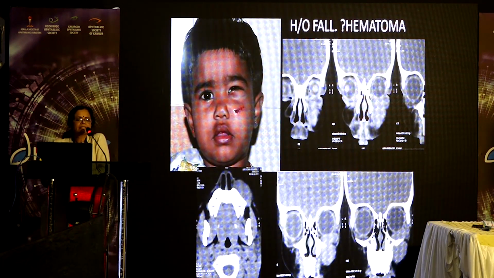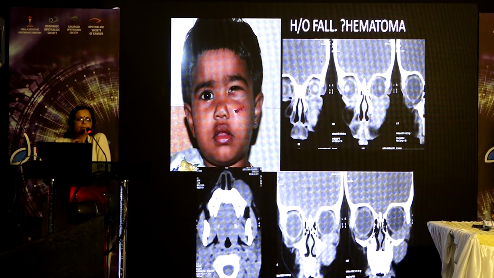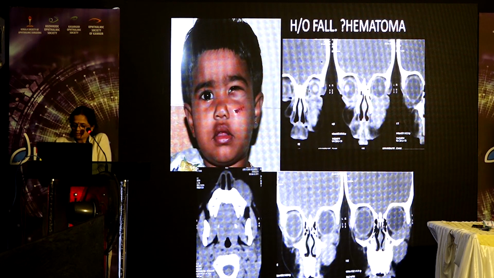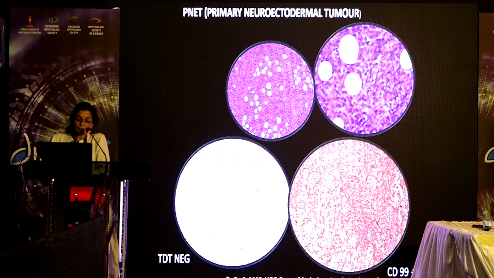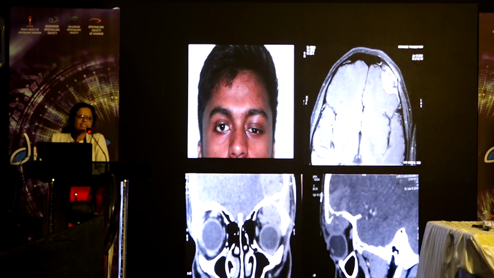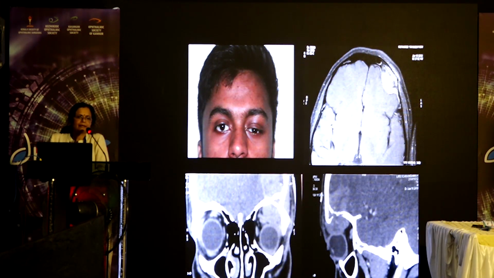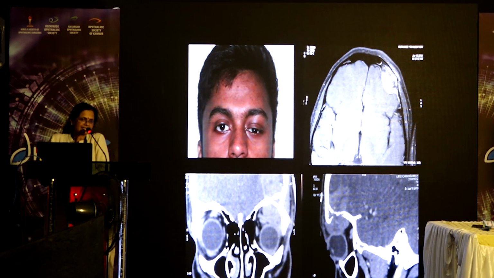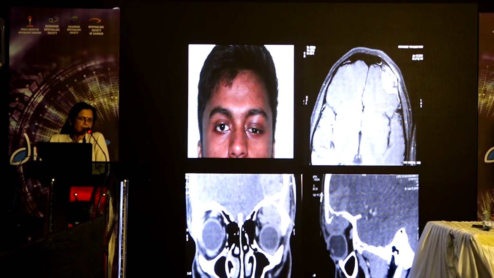Again, this child came with a history of fall. You can see the abrasion on the skin. There was a hard mass in the inferior orbit extending to the cheek. It was biopsied, and it was a primary neuroectodermal tumor. All these diagnoses are given by the pathologist. We can just biopsy and either excise the mass completely if it is completely excisable. If it's a friable mass, just do an incision biopsy.